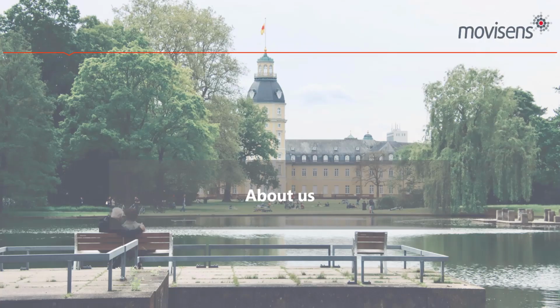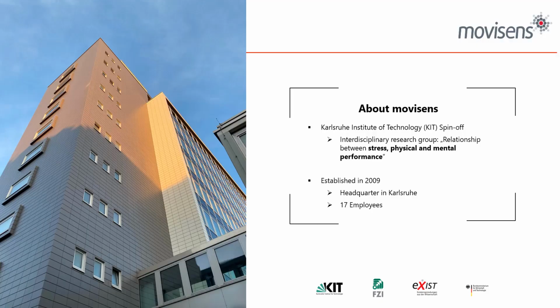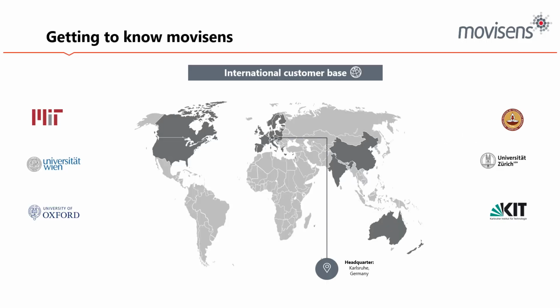Now, a little bit about movisens. Movisens is actually a spin-off from the Karlsruhe Institute of Technology, where there was an interdisciplinary research group studying the relationship between stress, physical, and mental performance. And part of that charter was to develop better tools, techniques, and resources to actually study that relationship. We were established in 2009, and we're still based in Karlsruhe, and we have 17 employees now. We have an international customer base, including distributors in multiple territories now to help serve our customers' needs.